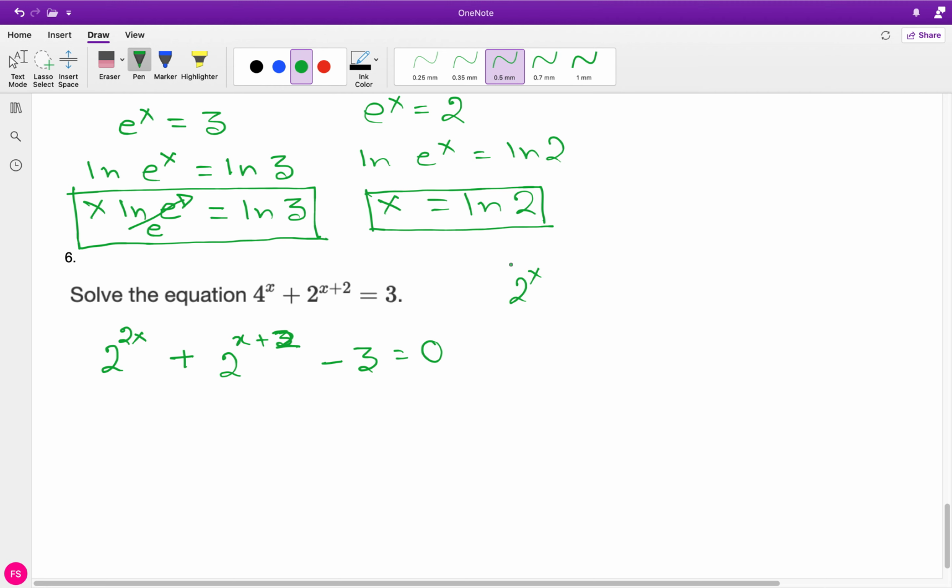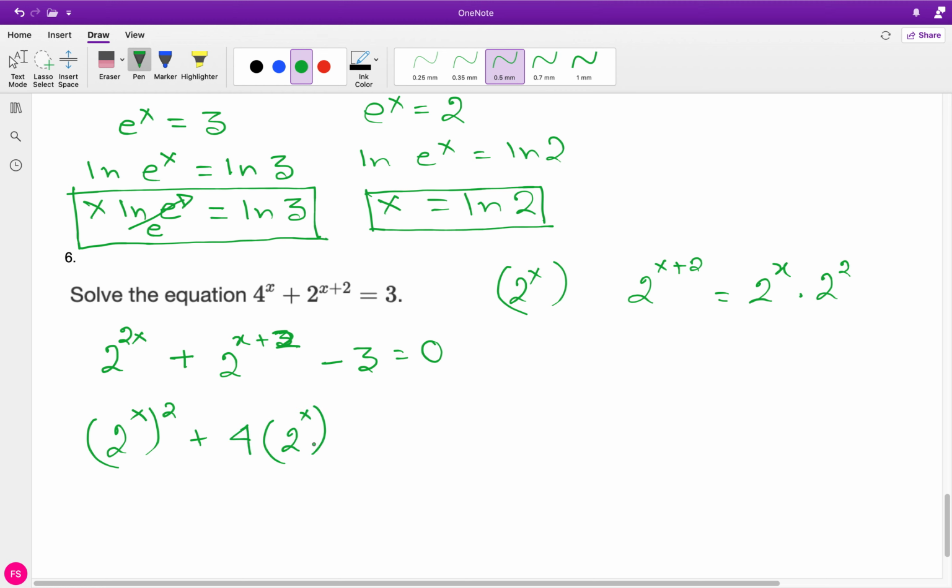Now, you have to separate this 2 to the power of x because you want to form a quadratic equation with it. How can you do that? Similar to the last question, I will just write the 2 to the power of x outside. But what about this? 2 to the power of x plus 2 actually equals 2 to the power of x times 2 to the power of 2, according to the rules of exponents that I already explained before. So 2 to the power of 2 is just 4, so it's actually 4 times 2 to the power of x. I'm going to separate it because I'm going to assign another variable for it.